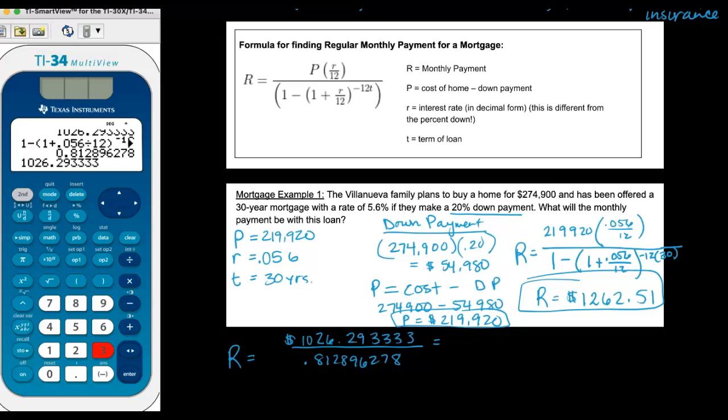26.293333. And you can type in the denominator, or you can hit second answer, which is what I like to do, and it just takes that previous answer and plugs it in for you, and then you don't have to plug it all in. So you get the same exact answer as we did before, per month. Okay, so let's jump in and do example 2.